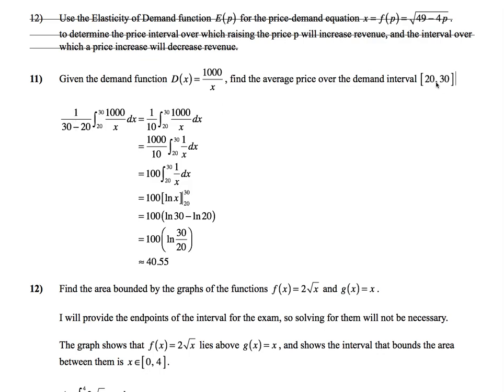the upper limit is 30, so that goes here. The lower limit is 20 of the interval, and so that goes here. So this is 1 over 30 minus 20.